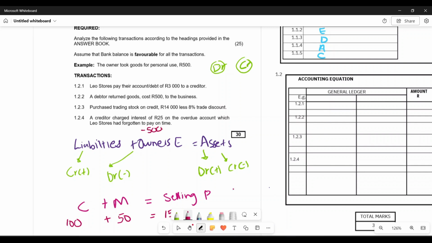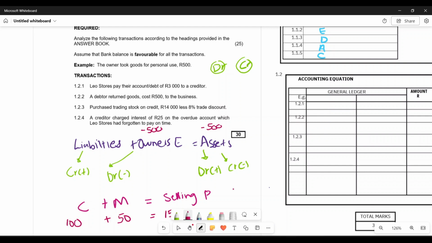And what about the other account that is affected? Because they took goods for personal use, which is trading stock. Your assets, your trading stock, would also decrease by the 500 rands. So these are our two accounts which are affected: owner's equity as well as assets. Remember, the left hand side should be equal to the right hand side. As you can see, the left hand side is equal to minus 500, the right hand side is equal to minus 500. Now, which account would be debited, which account would be credited?